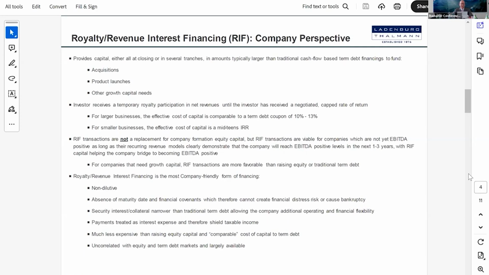It can be used to fund acquisitions, it can be used to fund product launches, it can be used to fund product development, and other growth capital needs.